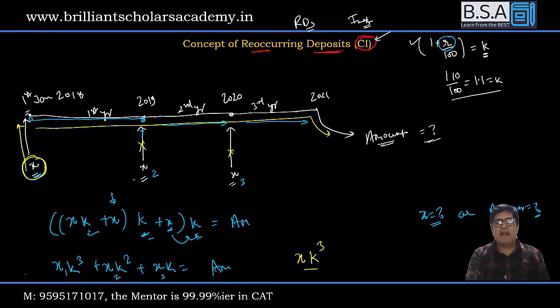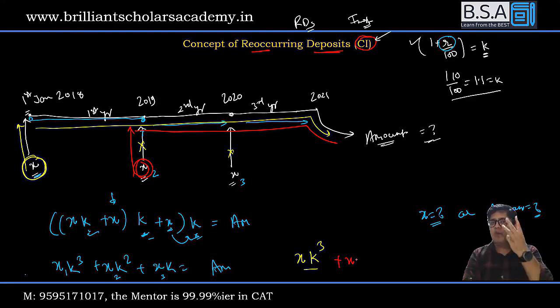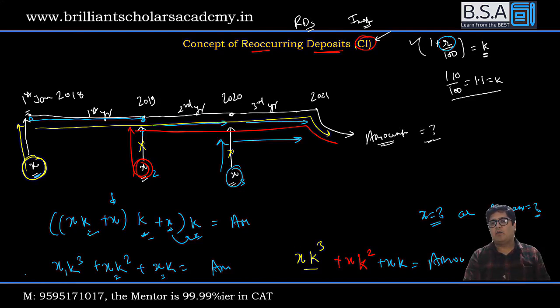When this X rupees goes into the bank, it is taken out after how many years? It is taken out after 2 years. So this X rupees would compound for 2 years only. And when this X rupees is kept in the bank, it is in the bank for 1 year. So this X rupees will compound for 1 year, and that is your amount.